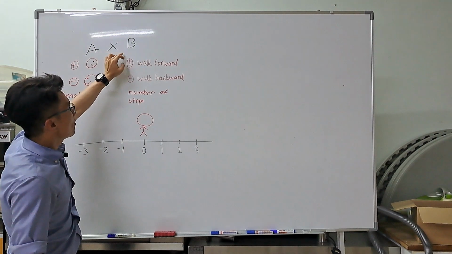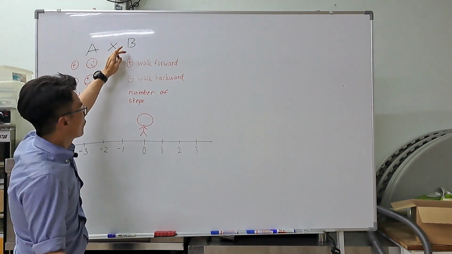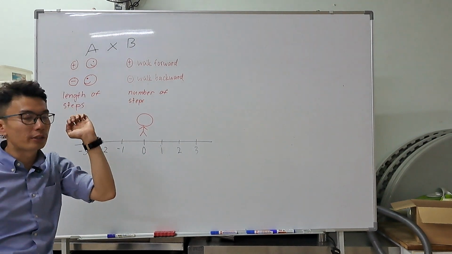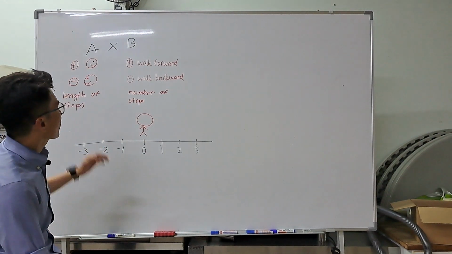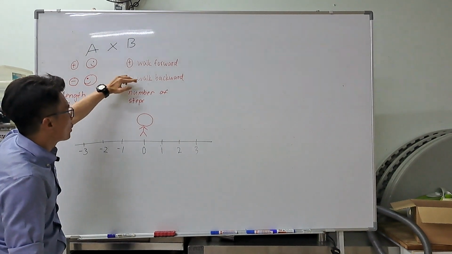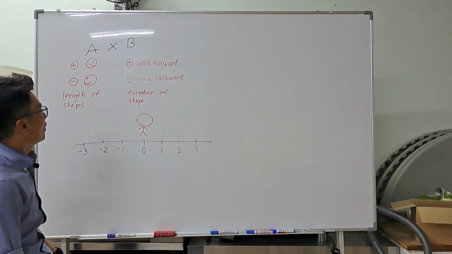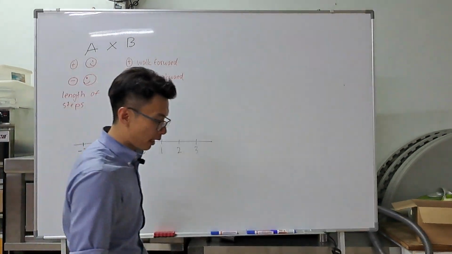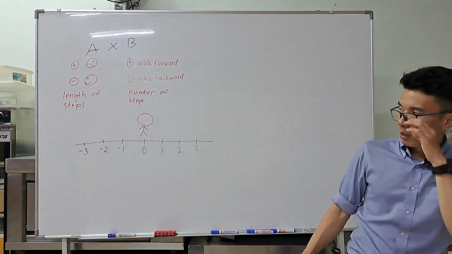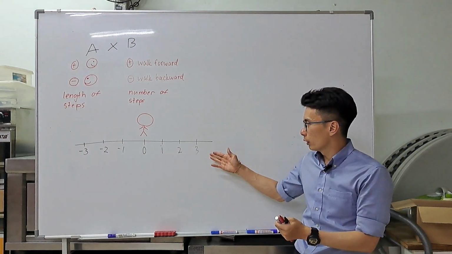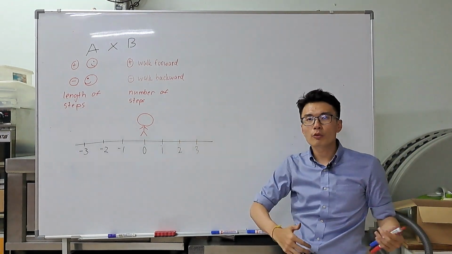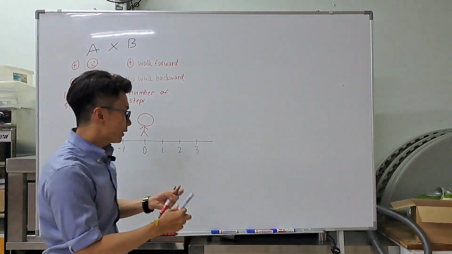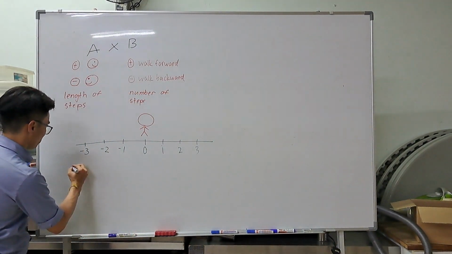Now, you will be multiplying with another integer, b. If that number is positive, you will be walking forward towards the direction you are facing. If b is a negative number, you'll be walking backwards. And b also represents the number of steps. How many steps are you taking? Here, I have drawn a number line and a stick man to represent this analogy. Now, let's start with a simple example.